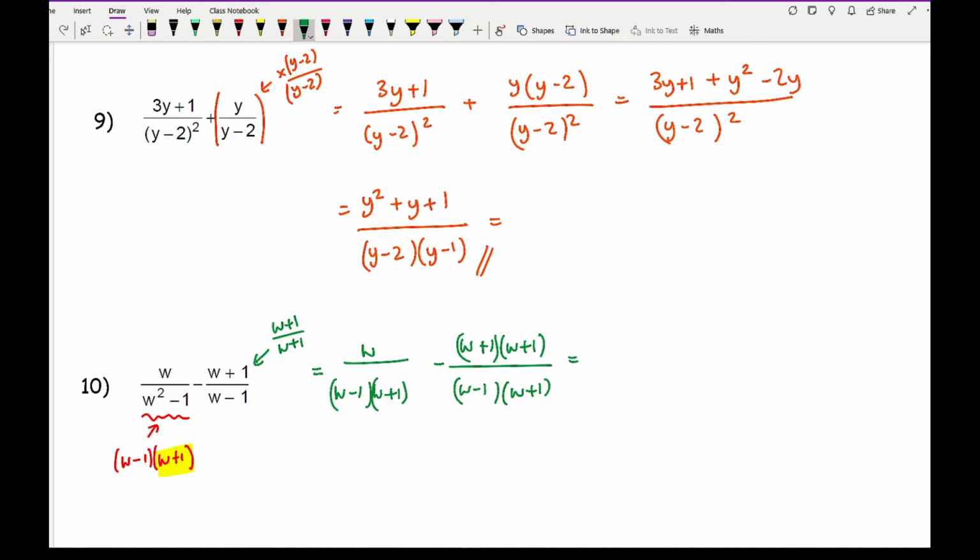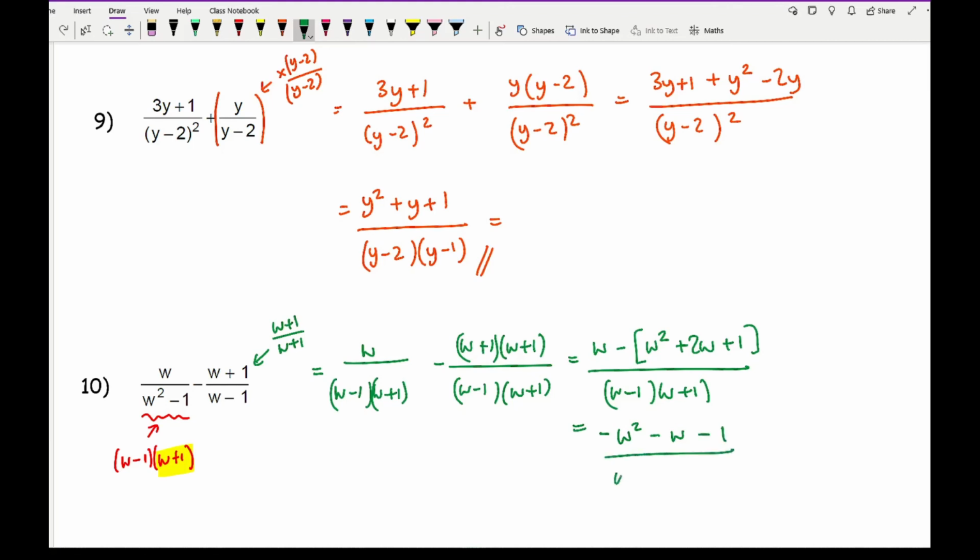And then simplifying the numerator, I get w minus, and then expanding this out, I get w squared plus 2w plus 1 over w minus 1, w plus 1, and then simplifying the top, I get minus w squared minus 1w, and because it's going to be 1 minus 2, which just gives me minus 1, and then minus 1 over w minus 1, w plus 1.